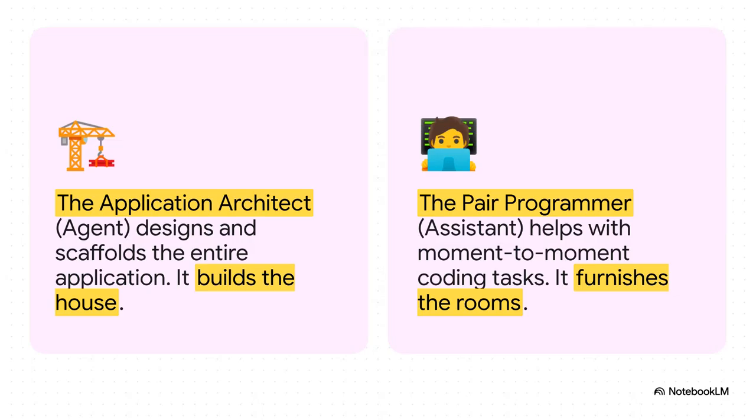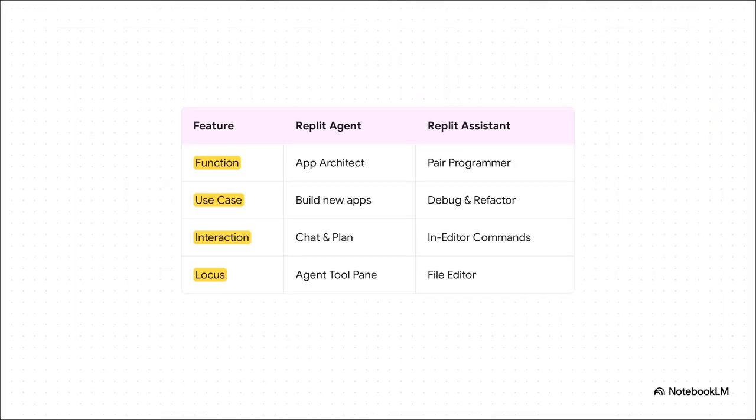So it kind of breaks down like this. On one hand, you have the application architect. Think of this as your general contractor. It designs and builds the entire house from the blueprint. And then you have the in-editor pair programmer. This is your partner on the ground, helping you furnish the rooms, fix any leaky pipes, and make sense of all the wiring.